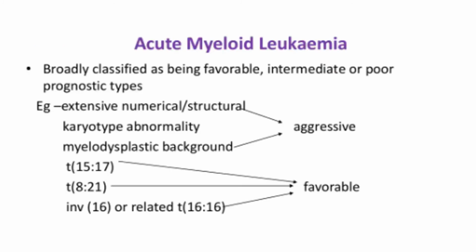Acute myeloid leukemia, which is broadly classified as favorable, intermediate and poor prognostic types. Extensive numerical or structural chromosomal abnormality and myelodysplastic background type of acute myeloid leukemias are very aggressive and have poor prognosis. Whereas acute myeloid leukemia due to translocation between chromosomes 15 and 17 or chromosomes 8 and 21, and inversions in chromosome 16 or translocation between chromosome 16 and 16, have shown favorable prognosis.